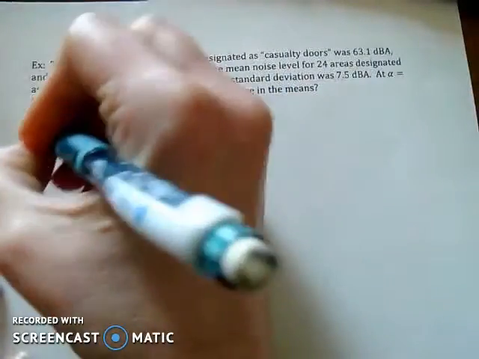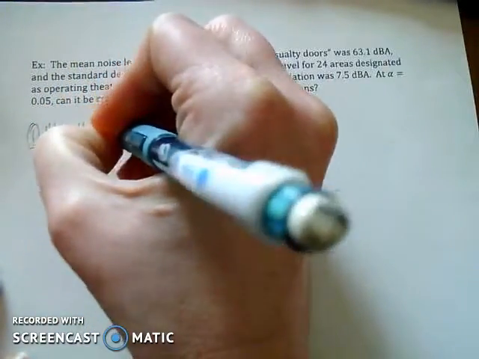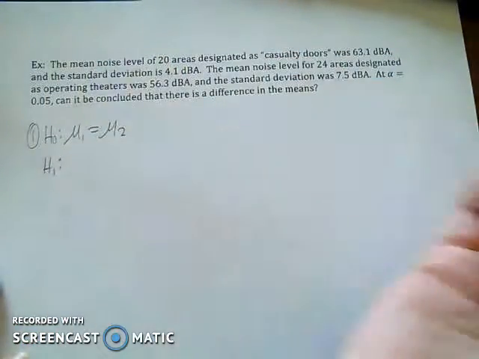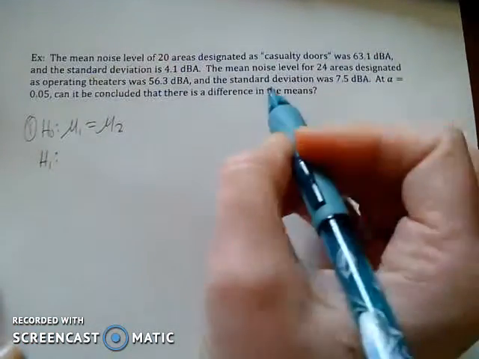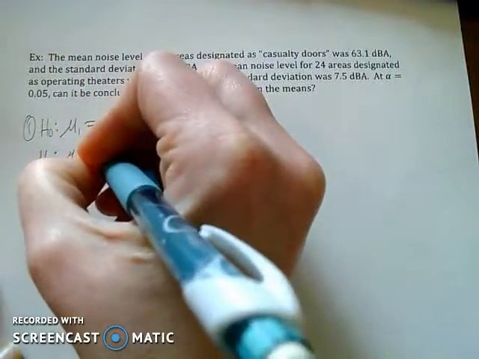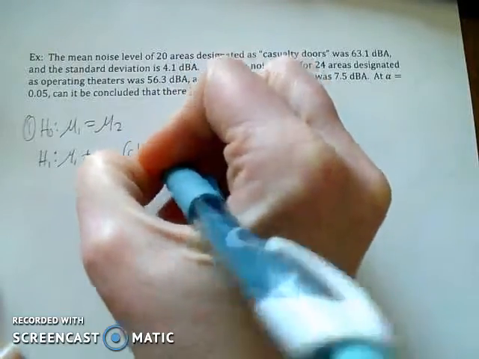So step 1, H sub 0: mu1 is equal to mu2. H sub 1, it doesn't say any greater than, less than type thing, just difference. So mu1 is not equal to mu2. That's the one it's asking us to conclude, so that's our claim.